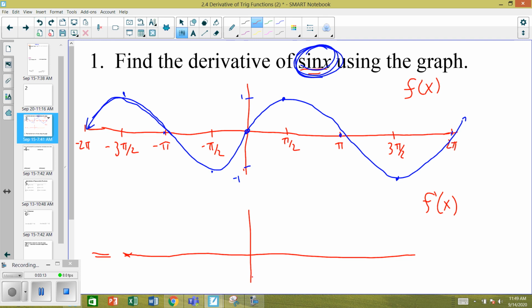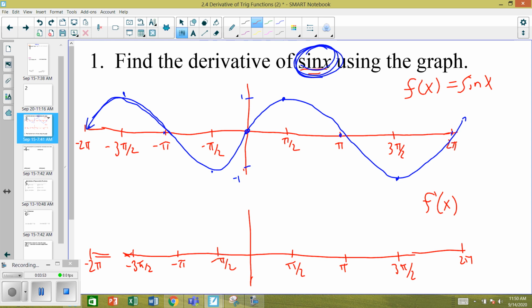Okie doke. So again, I'm going to say pi over 2 right here, pi, and 3 pi over 2 and 2 pi. Negative pi over 2, negative pi, negative 3 pi over 2. Man, I kind of don't want to be doing this in a video because I really want to see your reactions when you see what the derivative of sine is, right? So f of x is sine. Okay, let's do it this way.